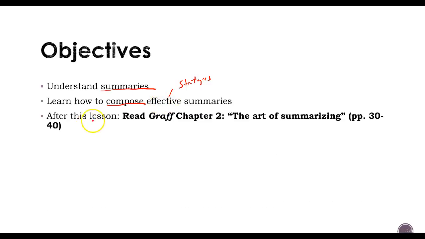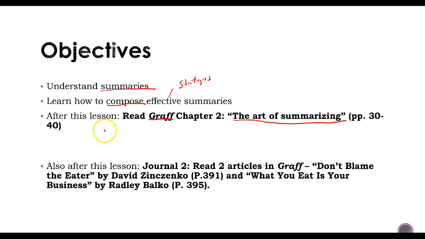After this lesson, there's an assignment. I want you to read the Graff Red Book, Chapter 2, The Art of Summarizing. It's probably one of the best chapters in the book. It's pages 30 to 40, and there he gives some really good tips on summarizing that accompany this lesson well. Some of the things he mentions I do cover in here, but he also covers a couple of other things that will add to what I say, so definitely make sure you read that one.